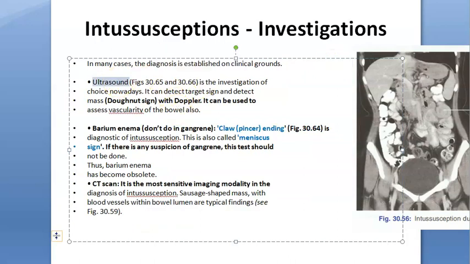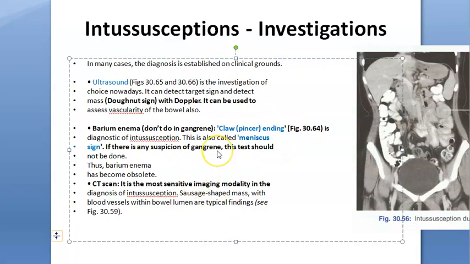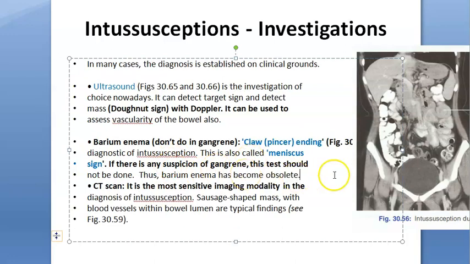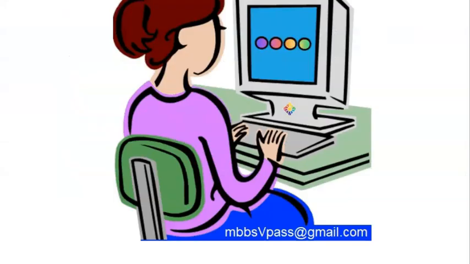Now, ultrasound basically can show you that doughnut sign, target sign, all that, right? Like this, one inside the other. With the Doppler, you can even find out the vascularity, how the blood supply is, right? So you can know if it is going for gangrene. So barium enema has become obsolete. We love that because we don't want to have some enema in us. Do you? No. Any patient would prefer an ultrasound, isn't it? Yes. Now let's go forward.